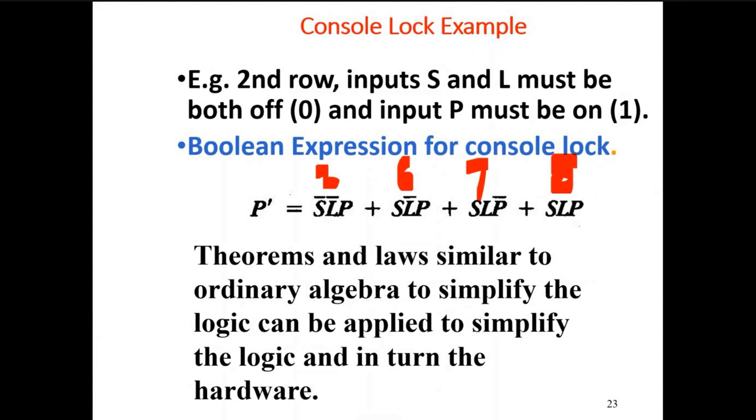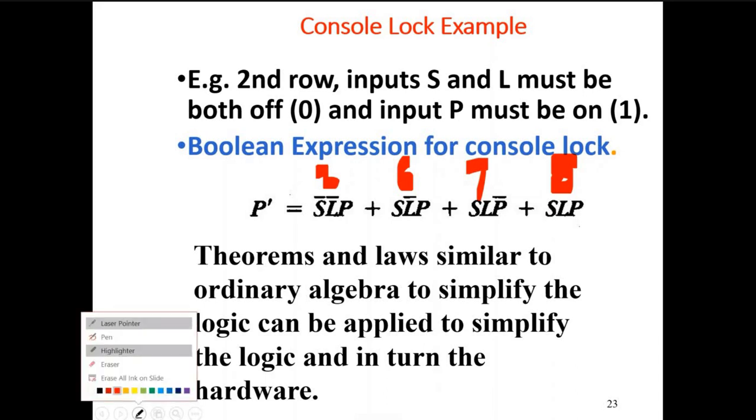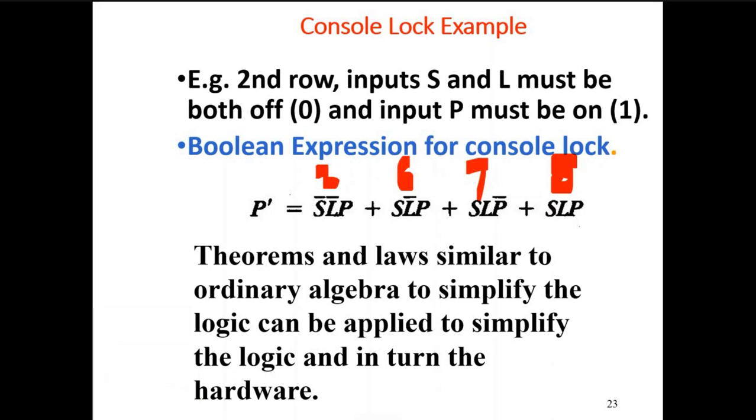Not to be confused, I'm going to reduce my size. Go to a pen. Okay, so this is R, not to be confused with the plus sign. Okay, this is also an R. This is also an R. So it says P prime would be true when not S and not L and P. That's row 2. So that's one combination.